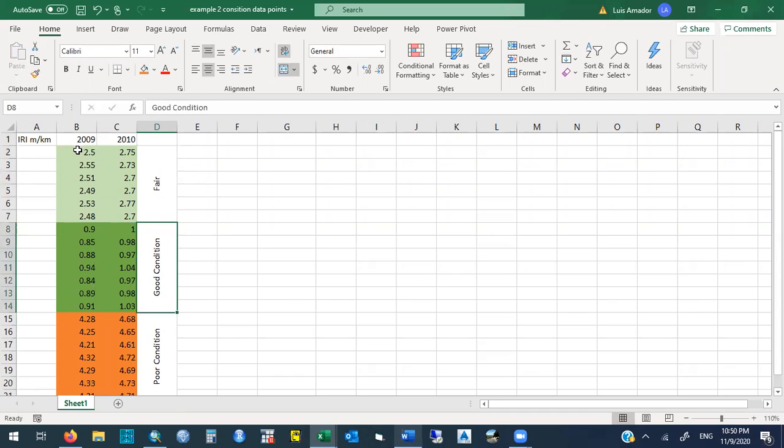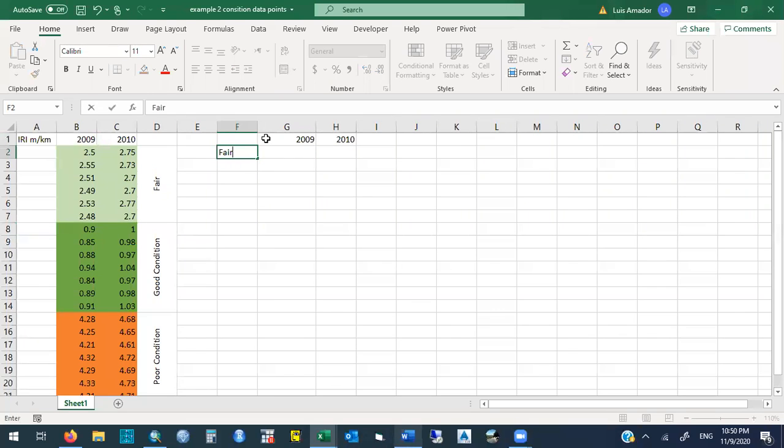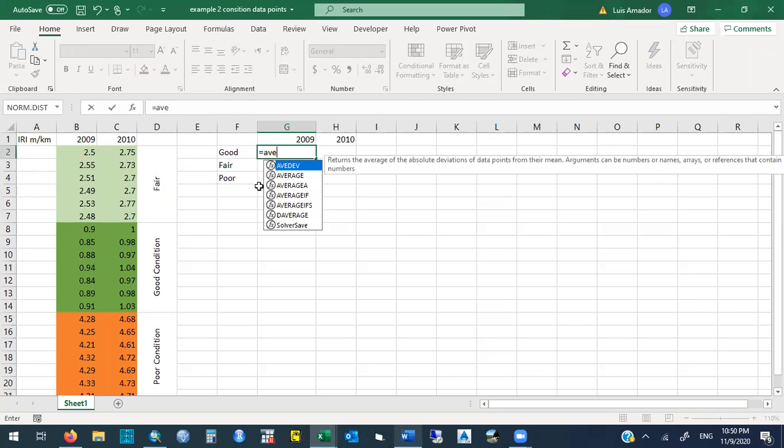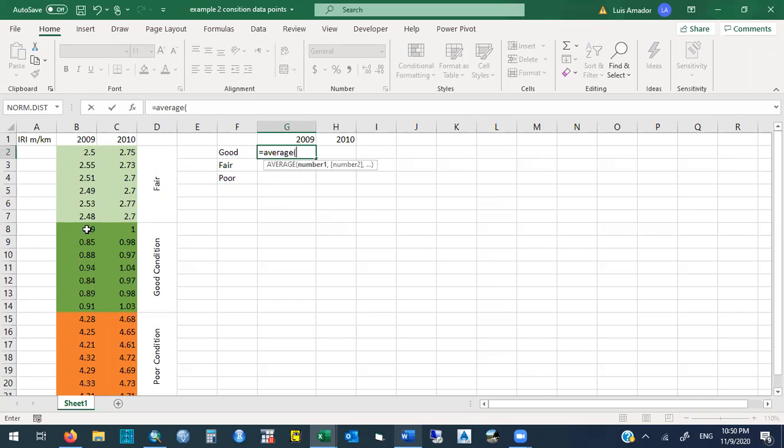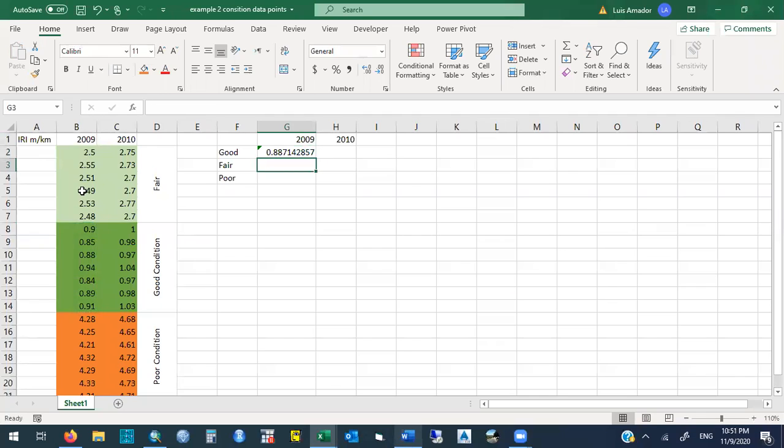Okay, so I'm going to get an average for my fair. So I'm going to have my time, 2009, 2010. Actually, I'm going to sort them, so I'm going to have my good, my fair, and my poor. For good, I'm going to have the average. This is 2009, right? So on average it is 0.8871.